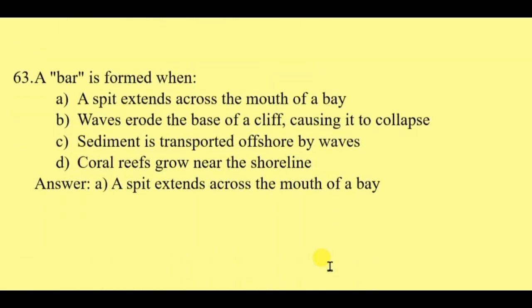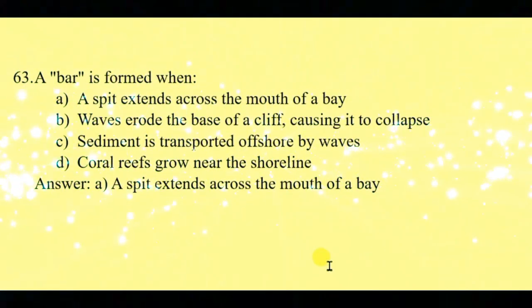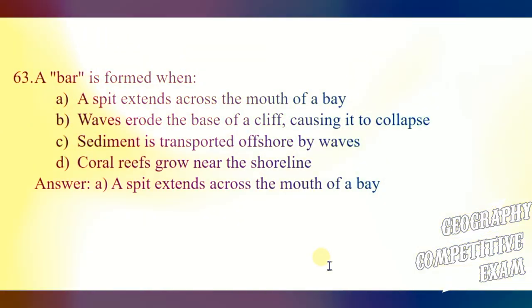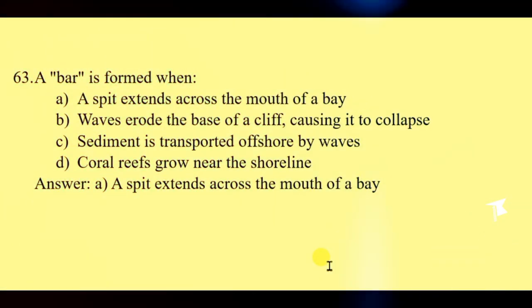Question 63. A bar is formed when a spit extends across the mouth of a bay. Waves erode the base of a cliff, causing it to collapse. Sediment is transported offshore by waves. Coral reefs grow near the shoreline. Here the correct answer will be a spit extends across the mouth of a bay.